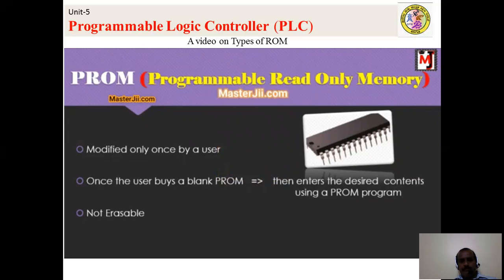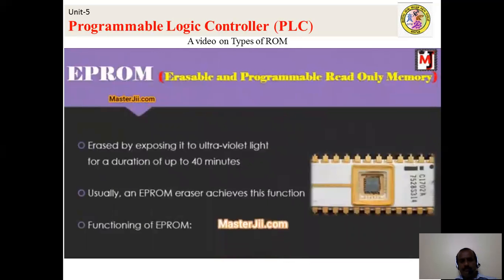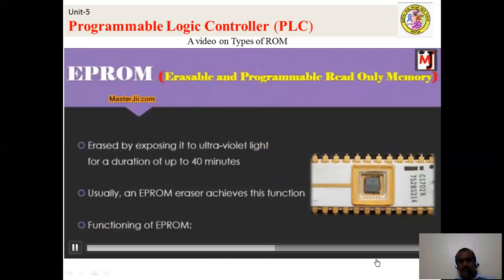Inside the PROM chip, there are small fuses which are burned open during programming. It can be programmed only once and is not erasable. Then the third type is EPROM, erasable and programmable read-only memory. EPROM can be erased by exposing it to ultraviolet light for a duration of up to 40 minutes. Usually, an EPROM eraser achieves this function.